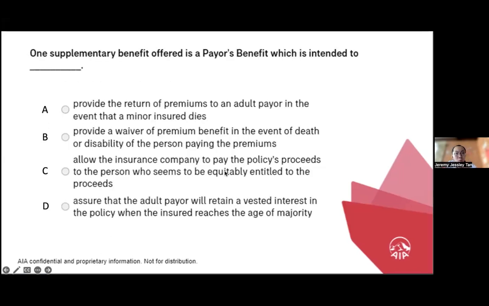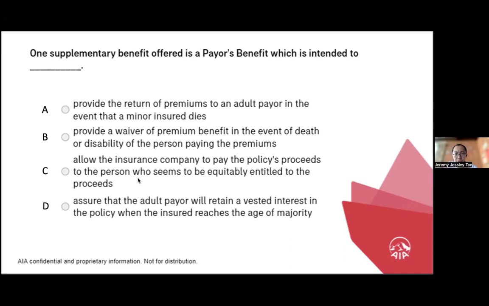Meron pa yata isa. Alright. One supplementary benefit offered is the payer's benefit, which is intended to, ano ba yung payer's benefit? A, provide the return of premiums to an adult payer in the event that the minor insured dies. B, provide a waiver of premium benefit in the event of death or disability of the person paying the premiums. C, allow insurance company to pay policy proceeds to the person who seems to be equitably entitled to the proceeds. Or D, assure that the adult payer will retain vested interest in the policy when the insured reaches the age of majority. Ano ba yung payer's benefit?